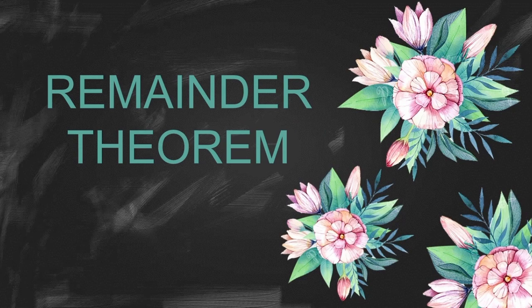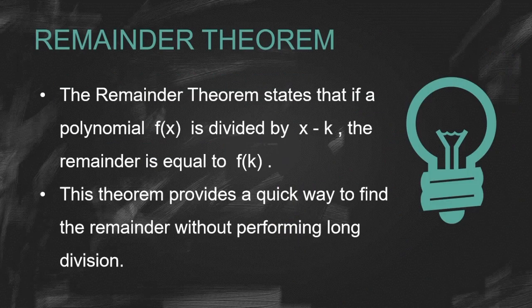Today we are going to explore the remainder theorem. The remainder theorem states that if a polynomial f of x is divided by x minus k, then the remainder is equal to f of k. So, instead of doing long division, we can simply evaluate the polynomial at k, which provides us a quick way to find the remainder without performing the long division.